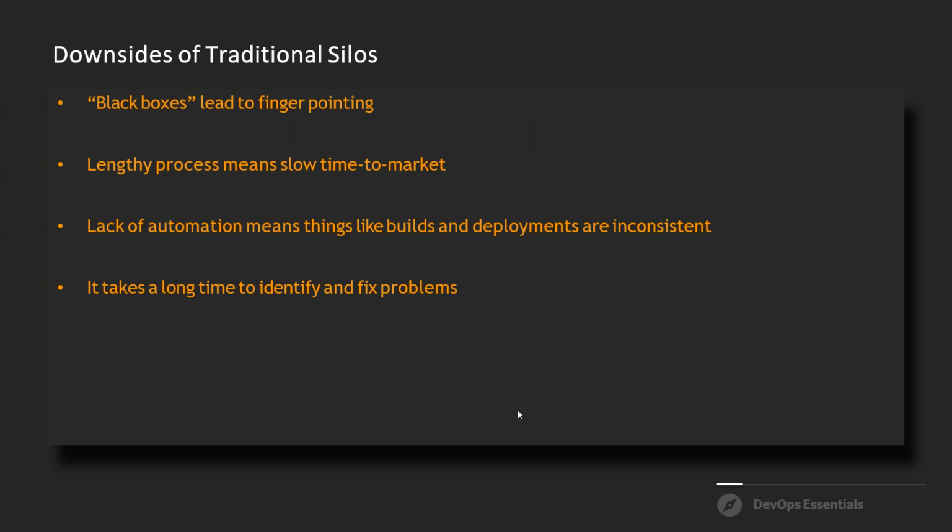The downsides of traditional silos are black boxes that lead to finger pointing. A lengthy process means slow time to market. Lack of automation means things like builds and deployments are inconsistent, and it takes longer to identify and fix the problem.